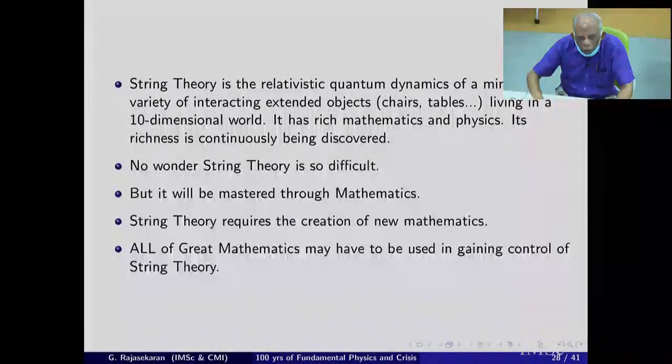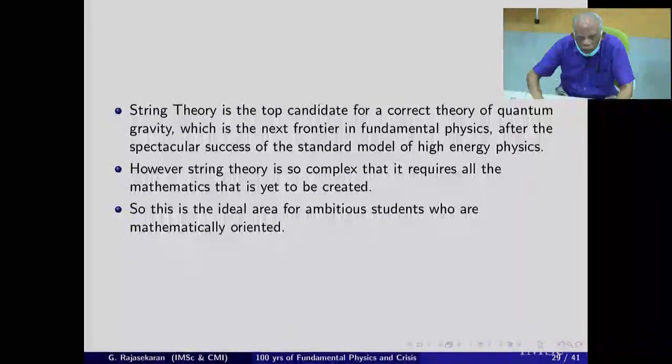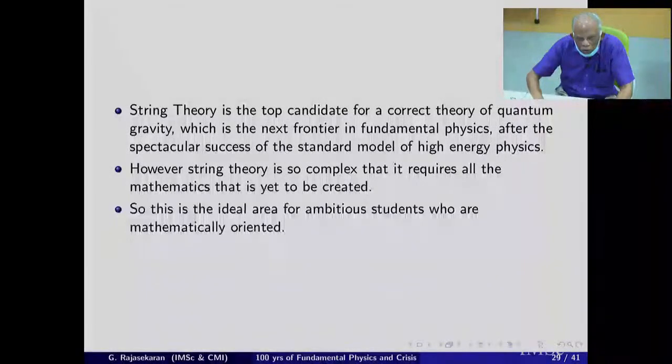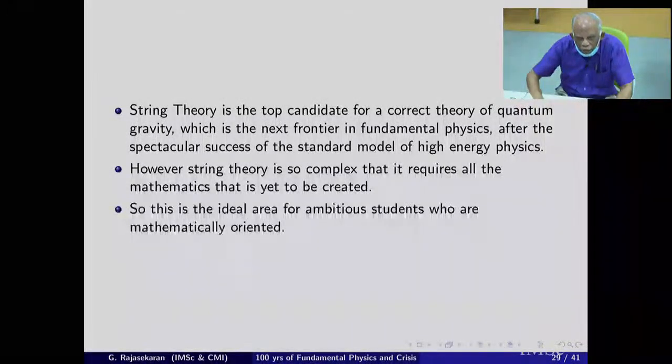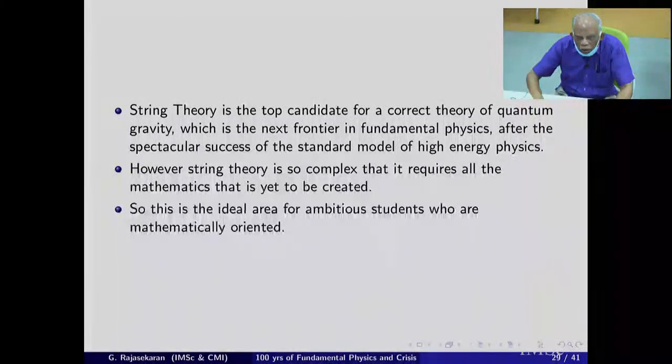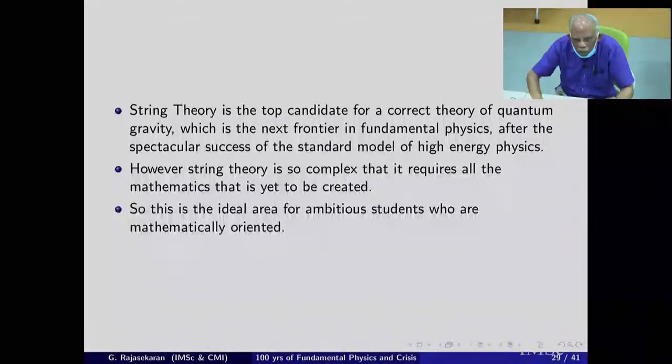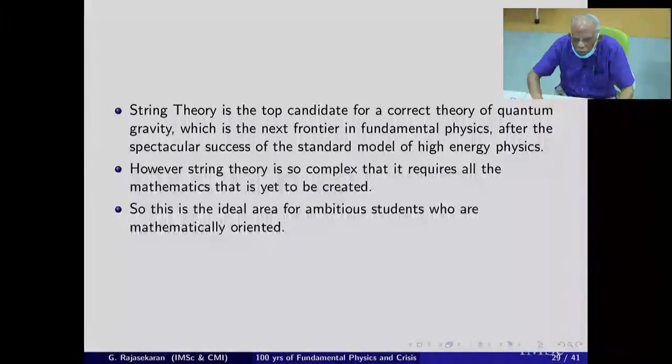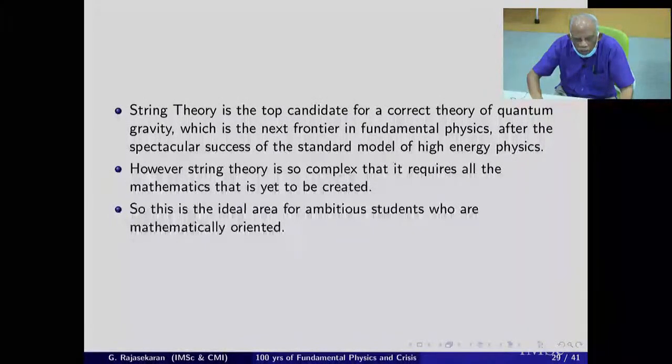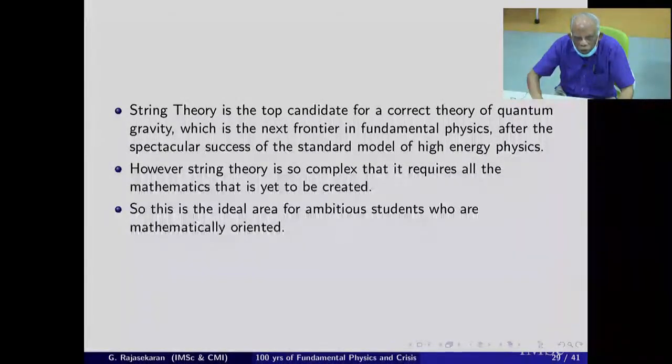String theory is the top candidate for a correct theory of quantum gravity, which is the next frontier in fundamental physics after the spectacular success of the standard model of high energy physics. String theory is so complex that it requires all the mathematics that is yet to be created, which is being created now. Many string theorists are creating new mathematics even. So this is the ideal area for ambitious students who are mathematically oriented.